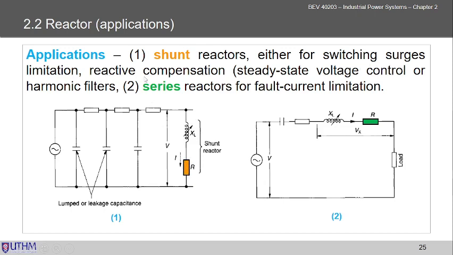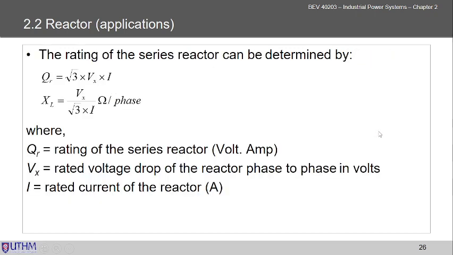And the second one is the reactive compensations. Reactive compensation, either to control the voltage or harmonics as a filter. So this is a filter. If you connect your reactor in series, it is for the fault current limitation, so you can limit the fault currents. Okay, so how do we limit the current? Later we will see one example on that.